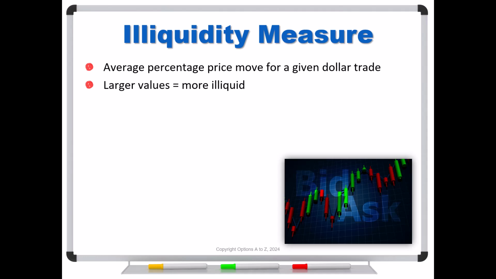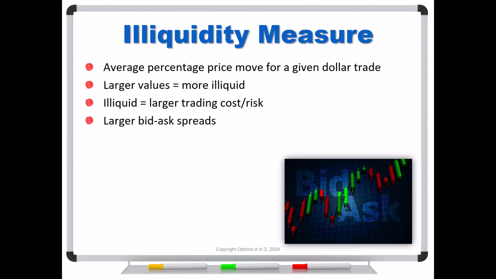Well, how would we figure it out? And that's exactly what we're going to do here. So just remember, whenever we get to the bottom with the calculations, the bigger the number, the more illiquid the stock. And of course, a more illiquid stock means that we have a larger trading cost or risk. And because of that, you will see larger bid-ask spreads. So again, this whole concept of illiquidity is something that will drive these bid-ask spreads.